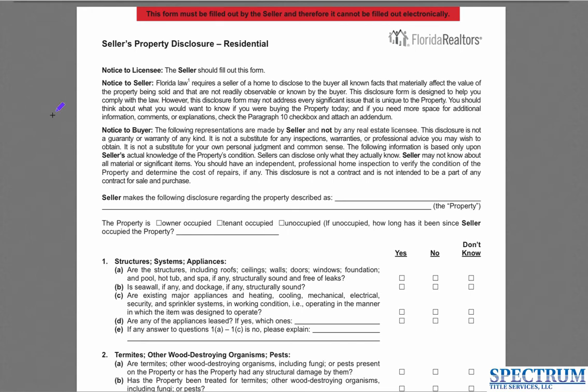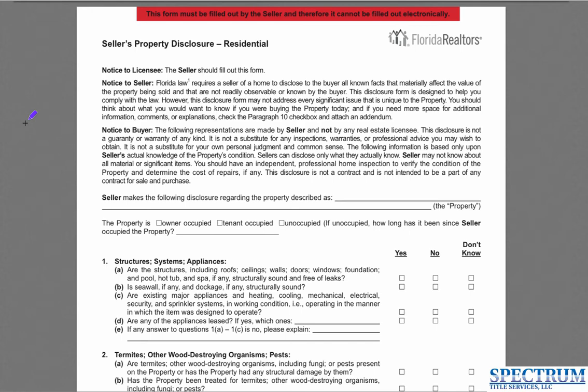Okay? If the seller needs more space or wants to go into additional explanation about something, on the last page there is a whole section where they can do that. Okay, then a notice to the buyer. The following representations are made by the seller and not by any real estate licensee. So the buyer needs to understand that you as the agent are not making these representations and that you did not complete this form. This is the information that the seller is providing.